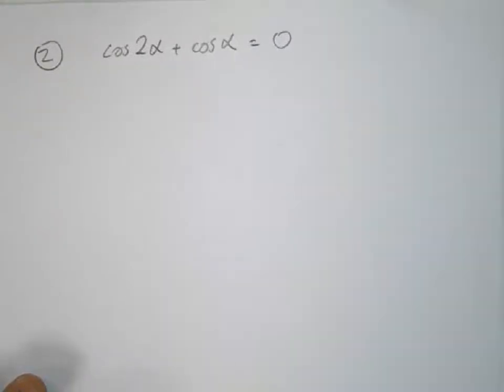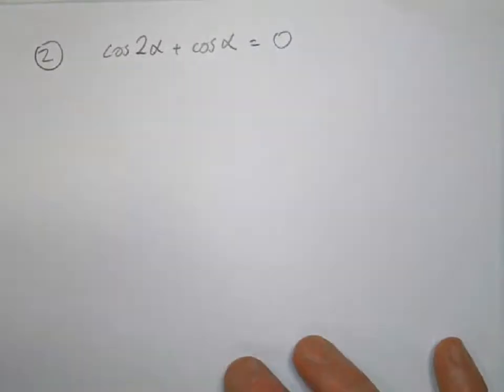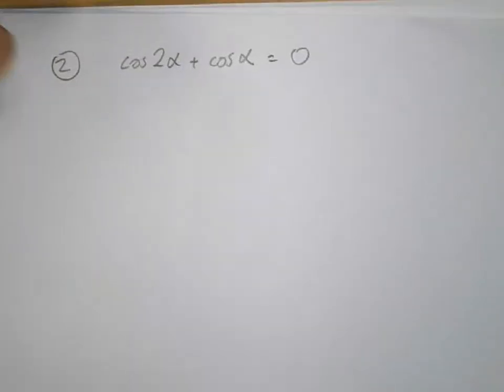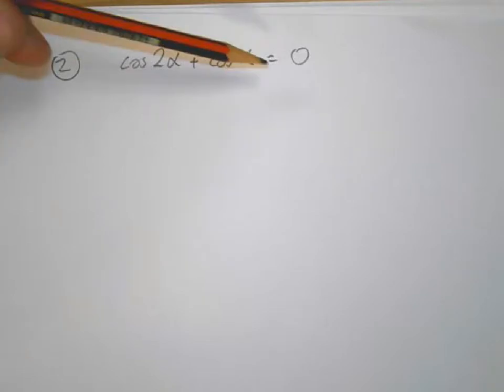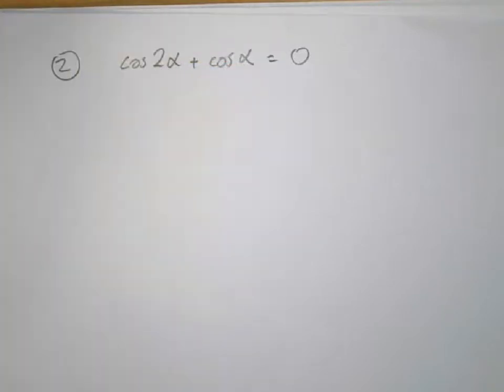Okay, here's a harder question. Again, it's using the addition formula to help you solve this. You've got cos 2 alpha plus cos alpha equals 0. And again, you cannot do anything with that until you use one of these formulas.